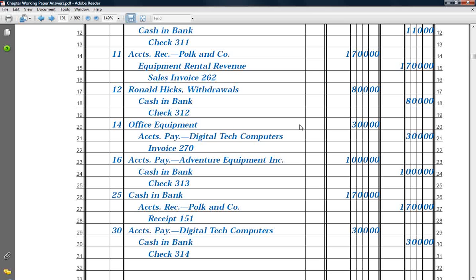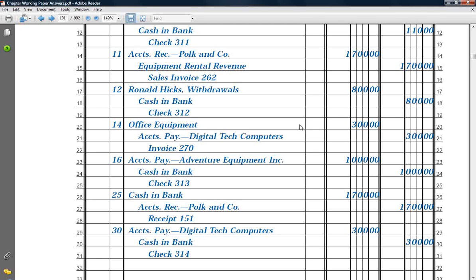We wrote a check, so we credit cash in bank, $1,000. So we know in this transaction that we wrote a check, we're immediately going to credit cash in bank. Why did we write that check? We're making payment on account, decreasing the liability, accounts payable, $1,000.